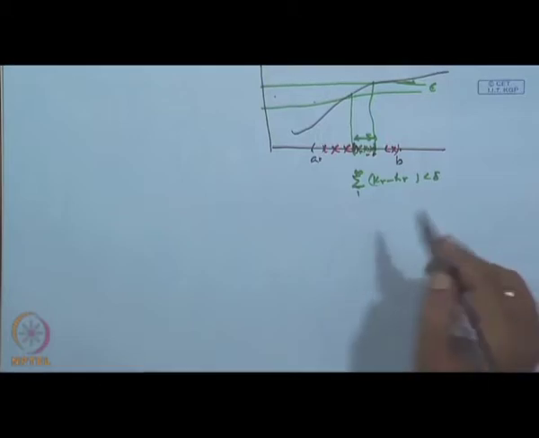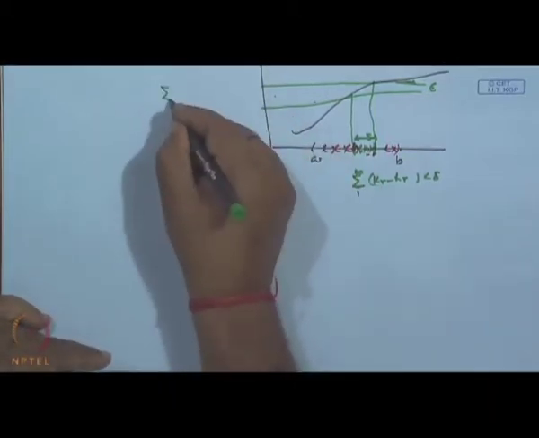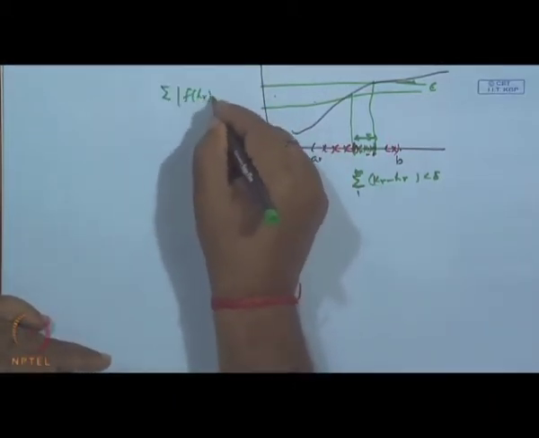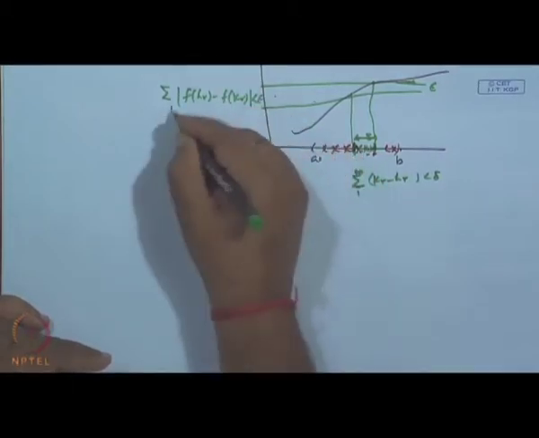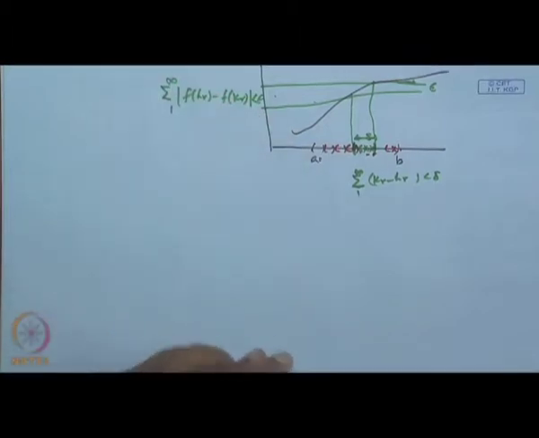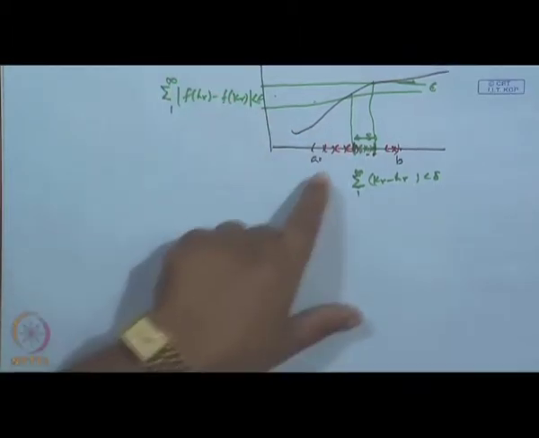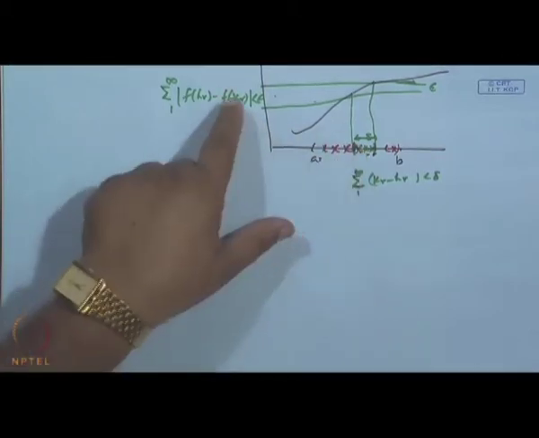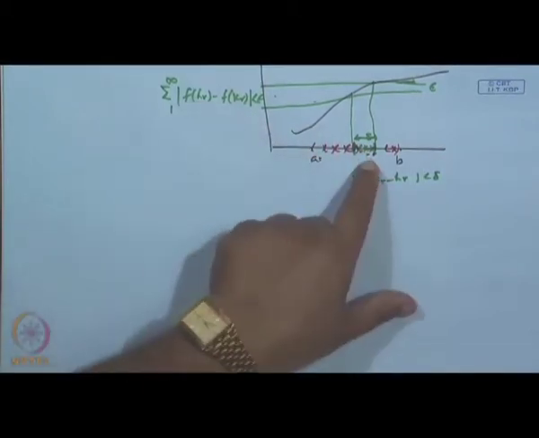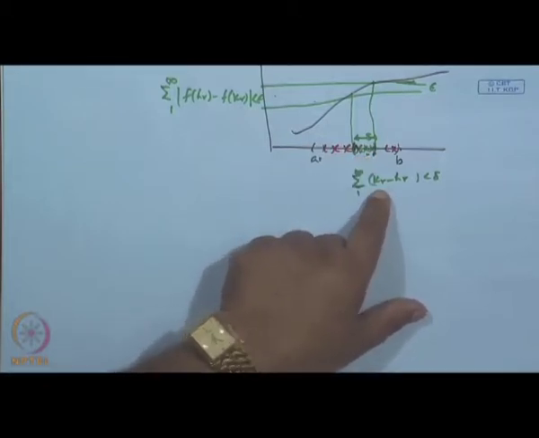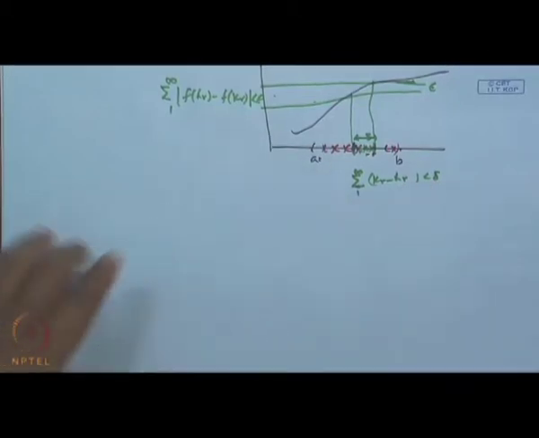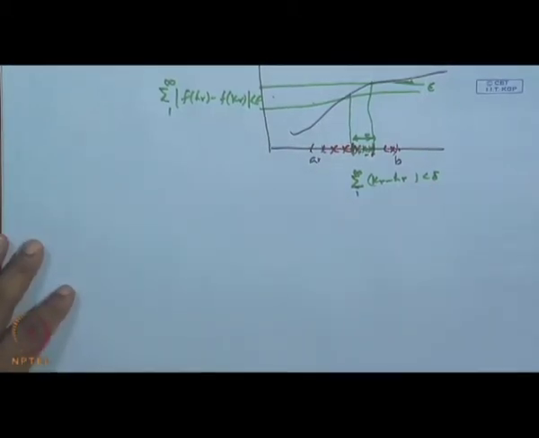That is, the sum from 1 to infinity of mod f of h r minus f of k r should be less than epsilon. So, if the total fluctuation of the function over these sub-intervals is less than epsilon whenever the total length of the intervals is less than delta, then the function is said to be an absolutely continuous function. So, obviously, every absolutely continuous function is continuous.